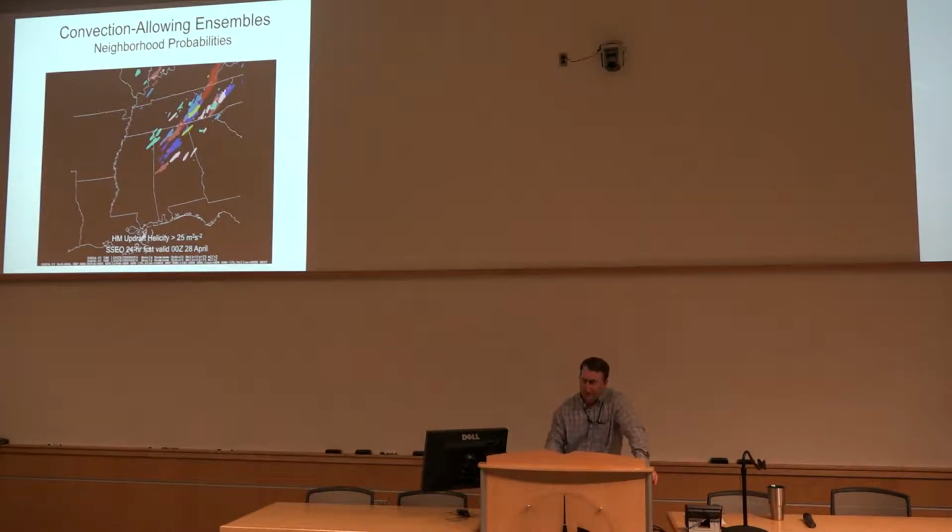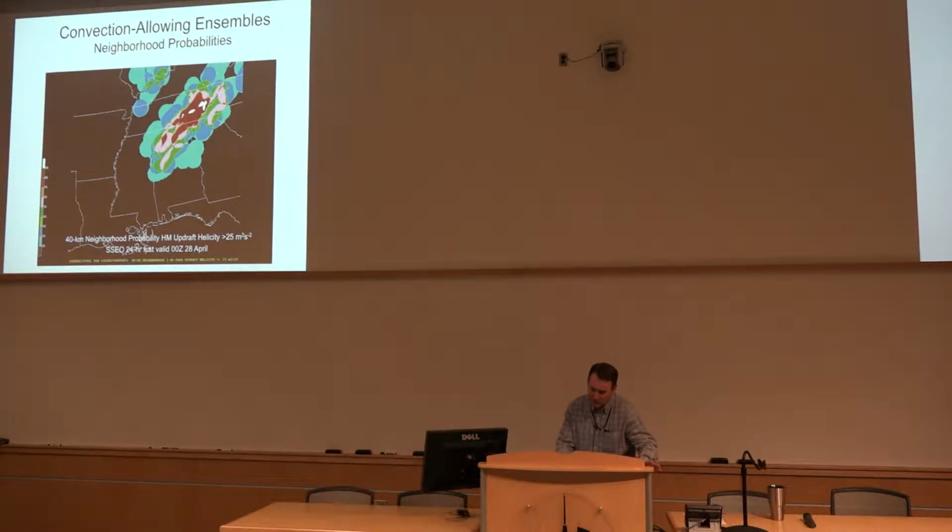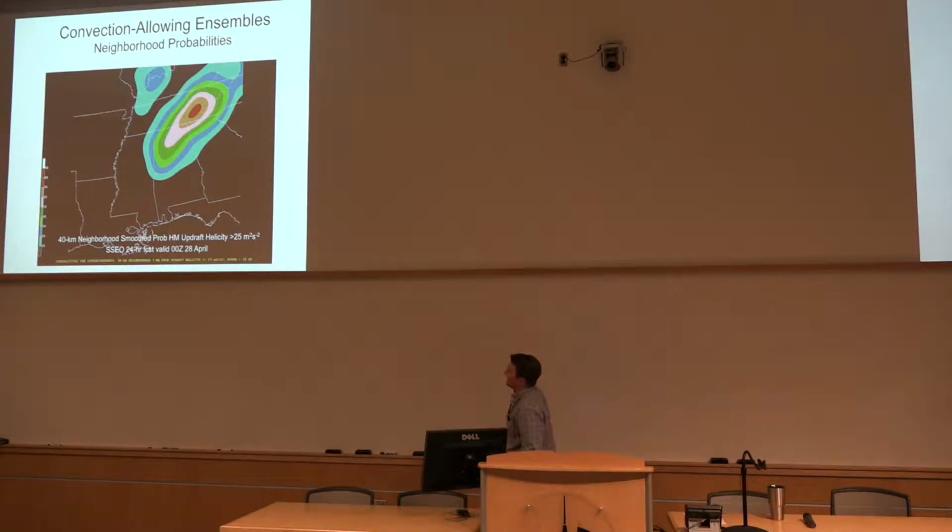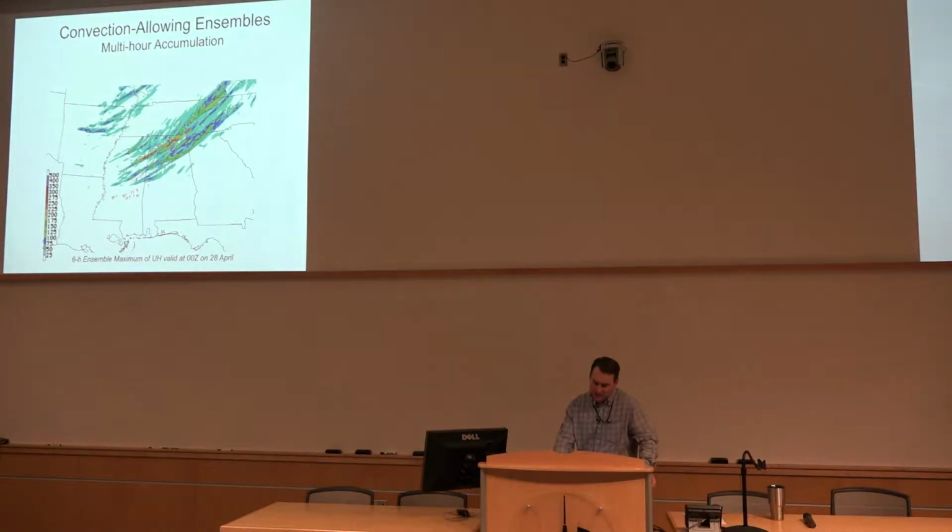So you can color code by member, your traditional spaghetti or paintball plot. And here's your probability at the grid point there. You can see low probabilities. There's a little area in Tennessee that does get up to 50%, but most of them are 20% or less. If you apply a neighborhood, you can see the circular nature of the neighborhoods. You get higher probabilities, and then it's more aesthetically pleasing to look at a probabilistic field like that. So that's how we generally view convection-allowing ensemble outputs.